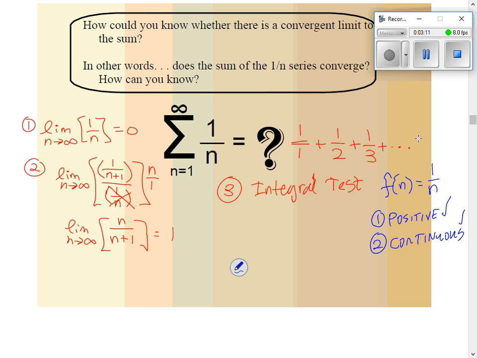It's continuous. And the third thing is, it must be decreasing. Is it decreasing? Yes. Now, in some cases, it's not easy to tell. So you might have to take the derivative of the function and show that the derivative would always be negative or less than 0. Calculus. So now that we know that the function 1 over n is positive, continuous on what interval, by the way?